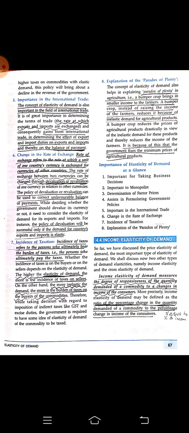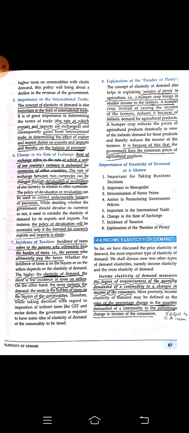Bumper cropping reduces the income of the farmers because of the inelastic demand of the agricultural product. Whenever we find a bumper crop, it reduces the price of the agricultural product because it is drastically produced, and at that time the product is available in the market in surplus. Because of that, the government fixes the minimum prices of agricultural products.